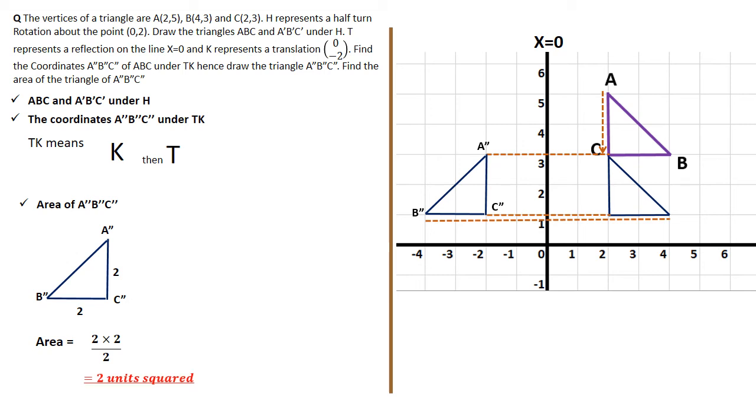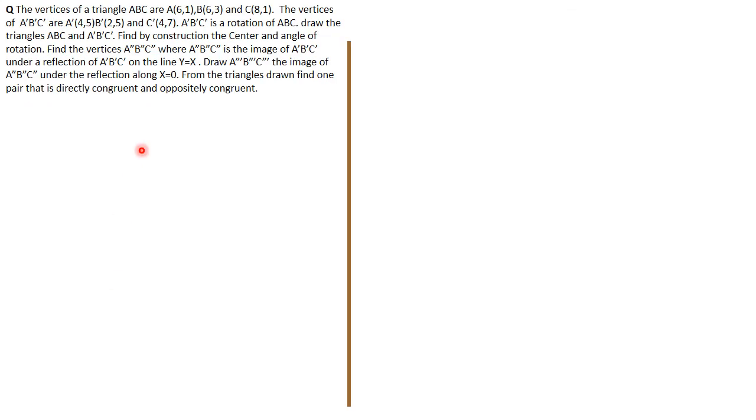With that, we go to the last question in this particular lesson. We're given a triangle ABC. We're told ABC are those coordinates there. We're told the vertices of the image of this one are the ones given there: A prime, B prime, C prime. Now we're told that A prime, B prime, C prime is a rotation of ABC. We are told to draw the triangles ABC and A prime, B prime, C prime, and find by construction the center and angle of rotation, since this image is a rotation of the object.